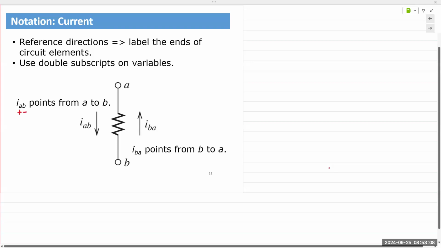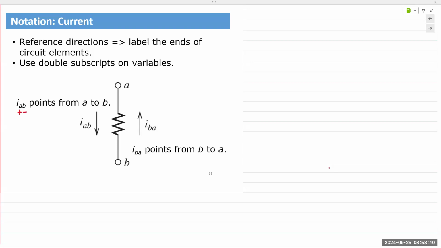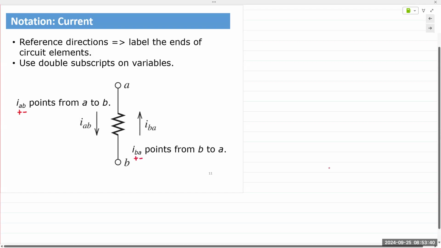An example would be if you're in a lab and you're trying to measure current IAB, meaning current flowing from point A to point B, then you would take the positive lead of your multimeter, connect it to the first subscript, and the negative to the second one. So your point of reference is always the second subscript. The negative end, the common terminal on the multimeter, will always go to the second subscript. IAB means current flowing from A to B. IBA means current flowing from B to A.